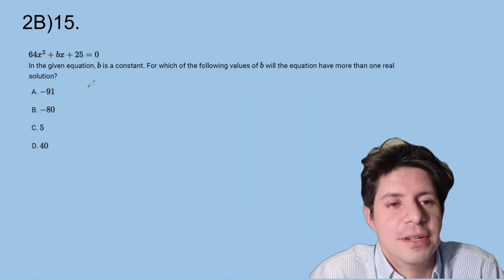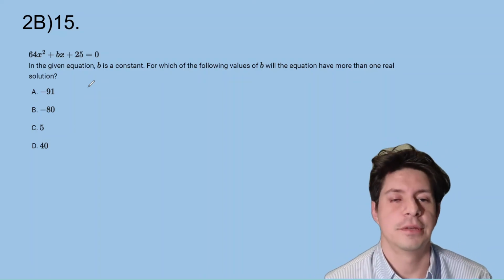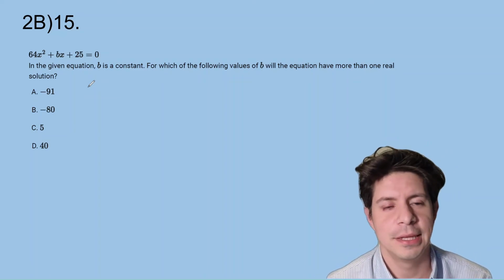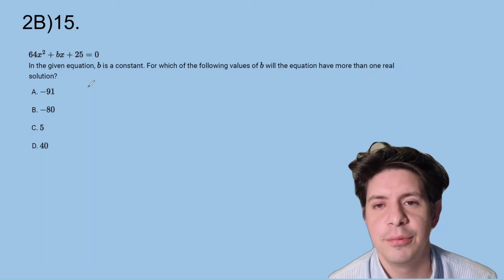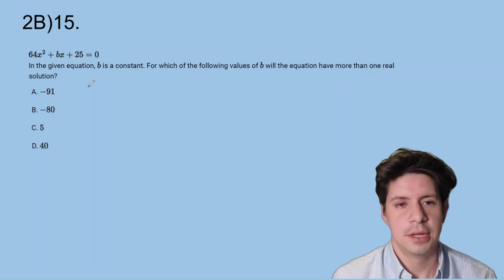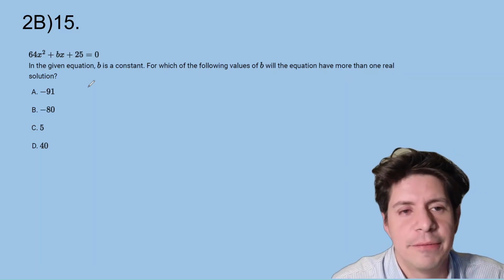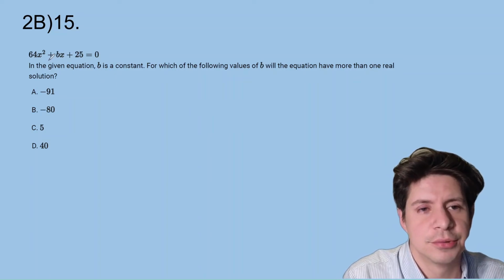So let's get started. 64x squared plus bx plus 25 equals 0. In the given equation, b is a constant. For which of the following values of b will the equation have more than one real solution? Okay, so how do we find when it'll have more than one real solution, right? That's the question. So when will this equation have more than one real solution?